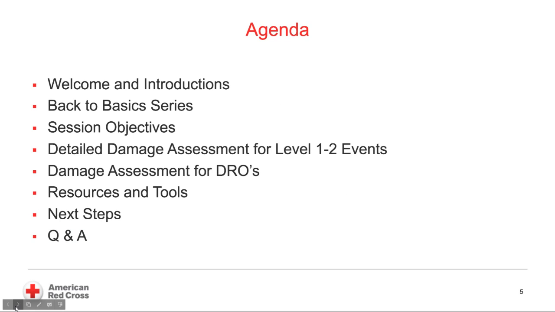All right, let's take a look at our agenda. So we've done our welcome and introductions. Allison's going to talk to us about the Back to Basics series. We're going to talk about this session's objectives, and we're going to talk about detailed damage assessment for level 1 and 2 events, as well as our colleagues from Disaster Assessment will be talking about the detailed damage assessment for DROs. And finally, we couldn't have a presentation without resources and tools to share with you, and also some next steps, and then our Q&A period. So with that, I'm going to turn it over to Allison.